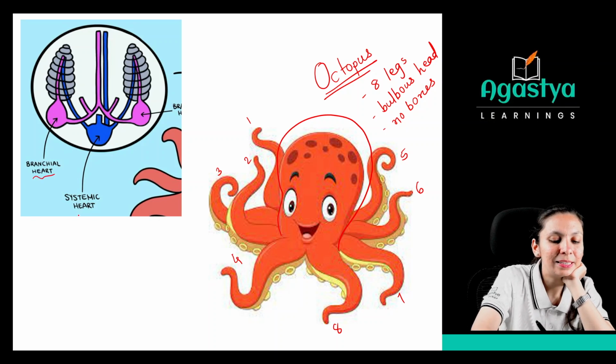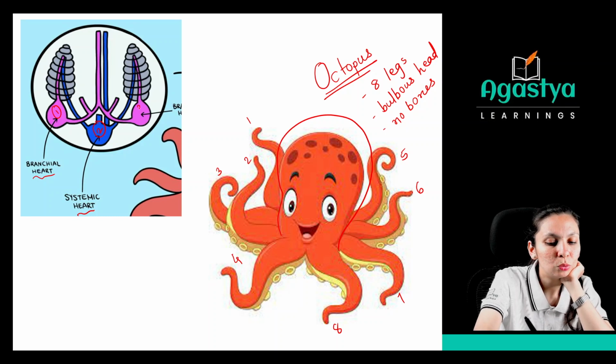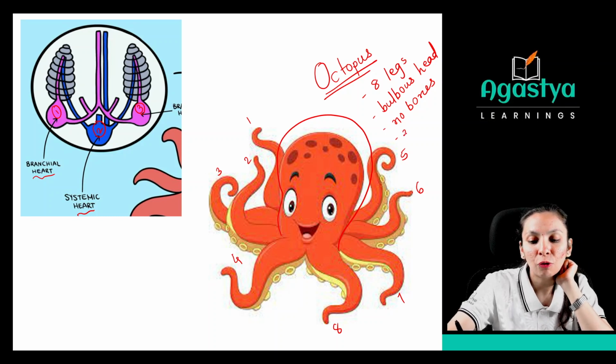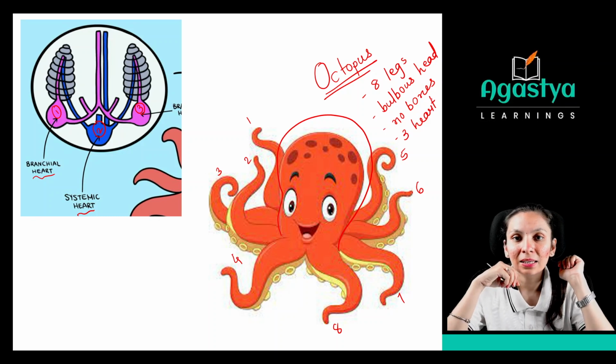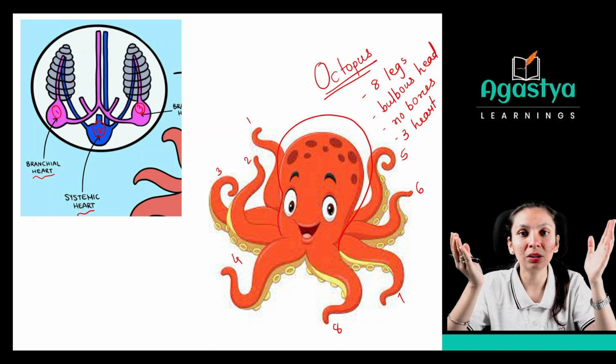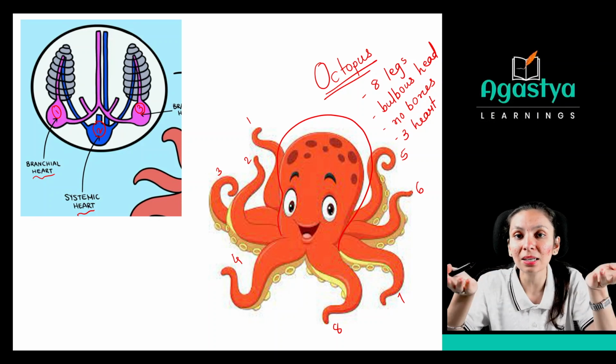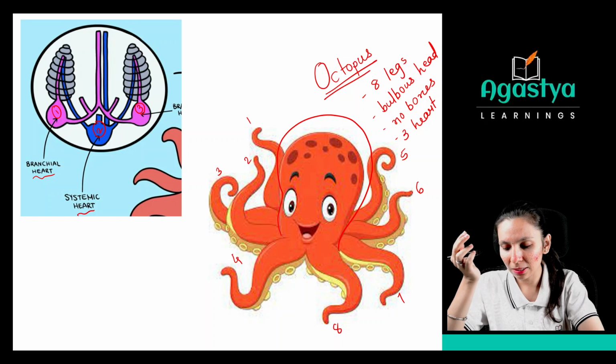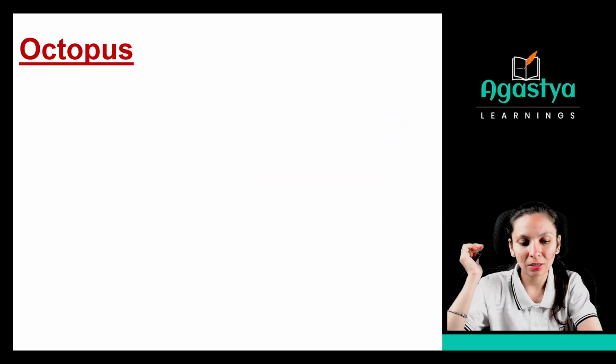Yes, that is related to the heart. So they are having 1, 2 and 3 hearts. From this picture only, you can describe the characteristic. Your observation power and interpretation power is so good that within the image only you can describe these things. So let's discuss whether we are right or not.